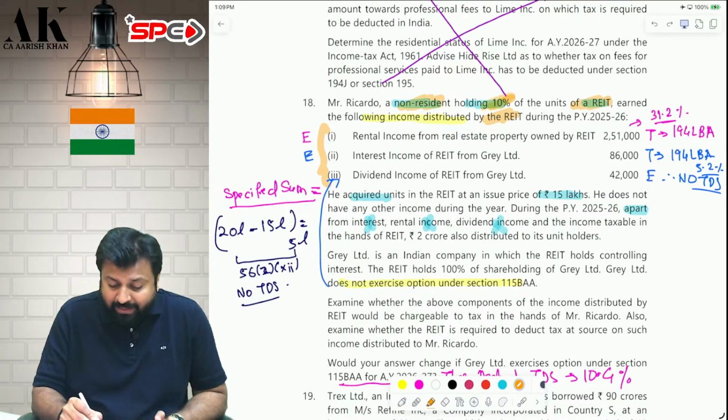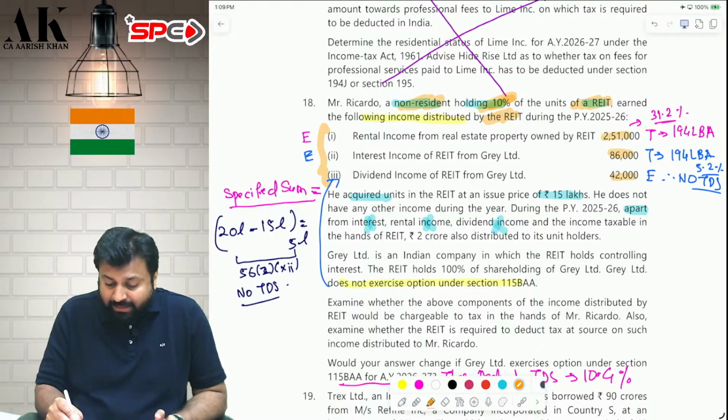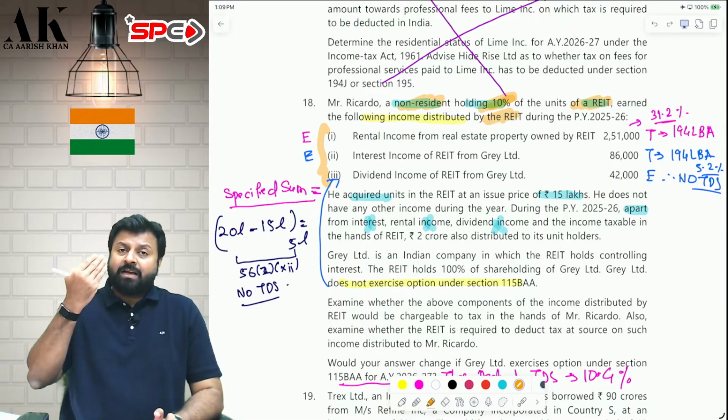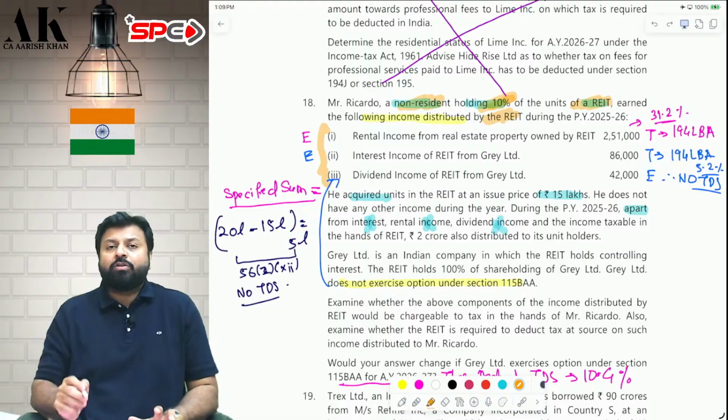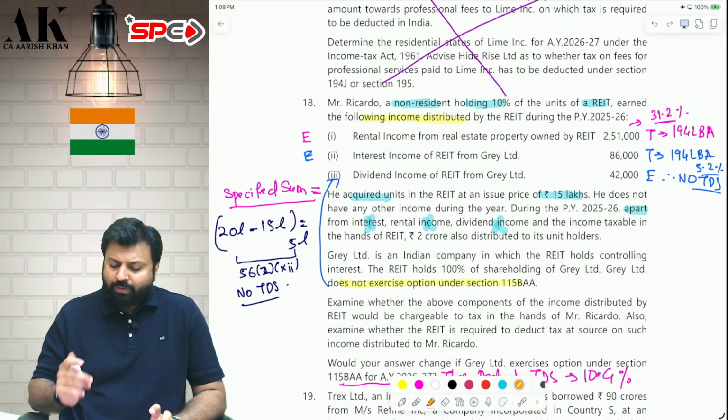They have given information that the non-resident Mr. Ricardo holds 10%, and that these amounts are given to the non-resident only. So these are not the total income of the trust. These are the distributed income which is given to Mr. Ricardo. I hope it is clear to all of you. Now we need to answer the following things.